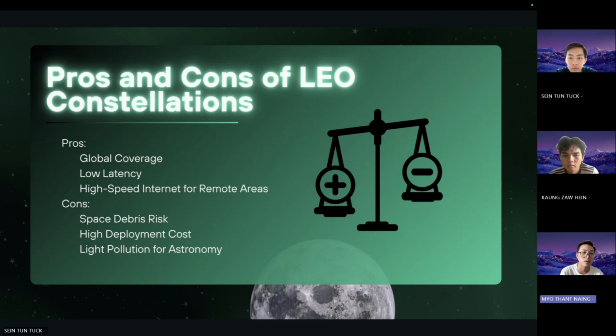So what is the negative part of LEO? Space debris is a growing concern with thousands of satellites being launched, and the deployment cost is so high, as launching rockets isn't cheap. There is also light pollution, which astronomers warn could affect telescope observation of the night sky.